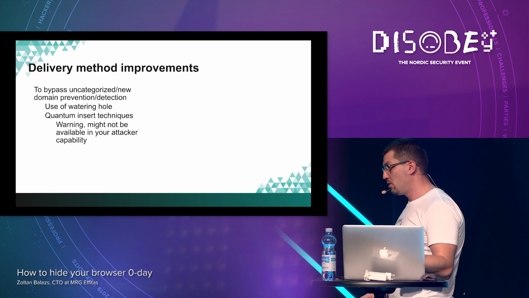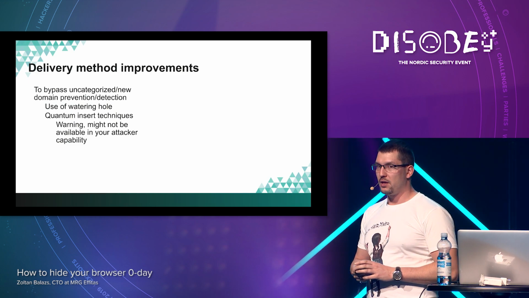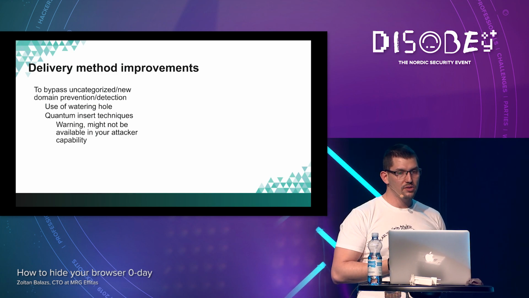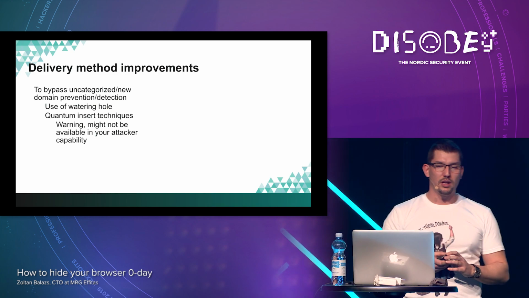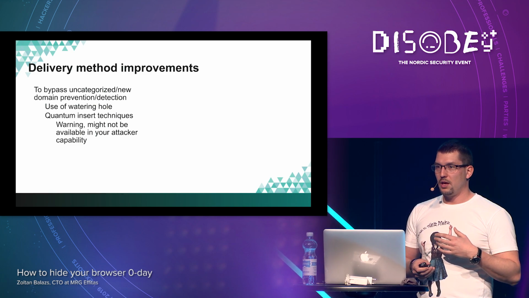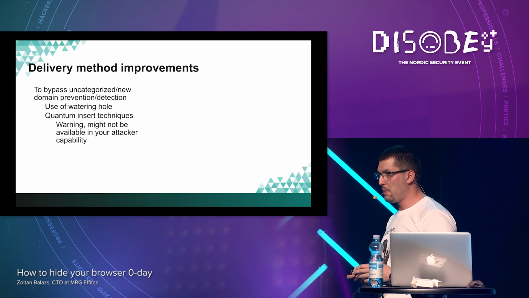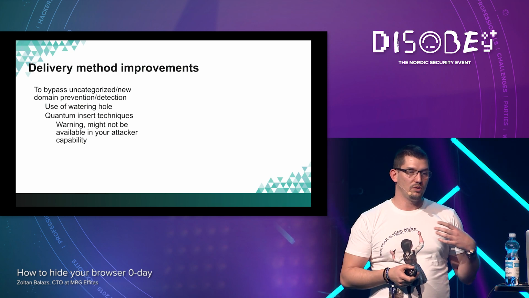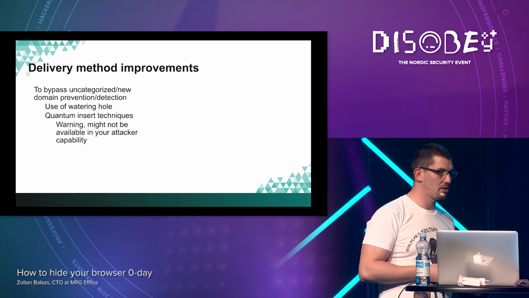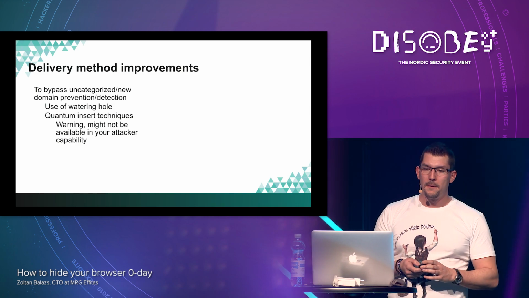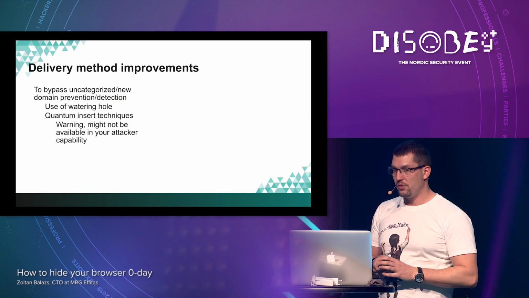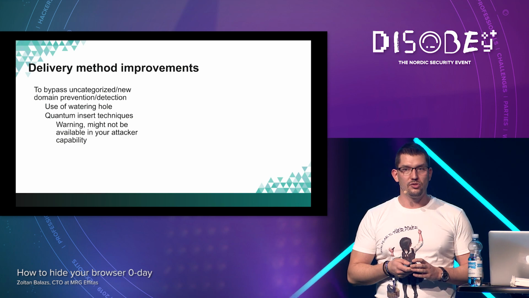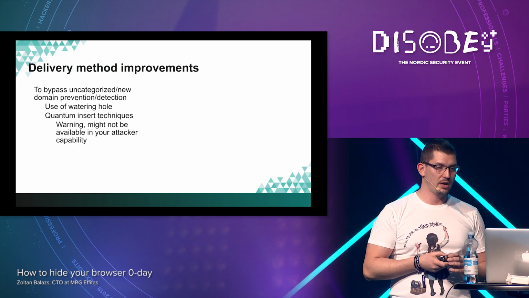As I mentioned, blue teamers might implement blocking of uncategorized or new domains, or they can implement whitelisting. As always, these techniques can be bypassed, like one can infect any website which is already on the whitelist. This technique is called watering hole. Or if you are a three-letter agency, you might have the capability to do QUANTUM INSERT techniques, and you can deliver your exploits that way.